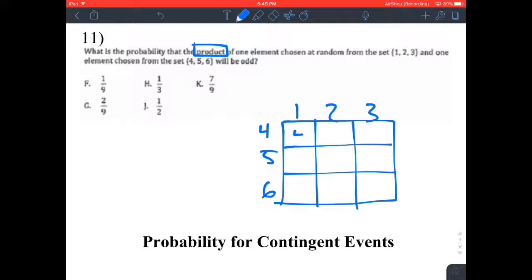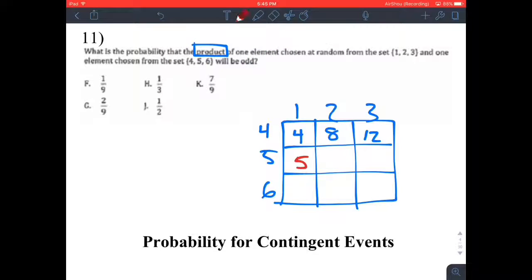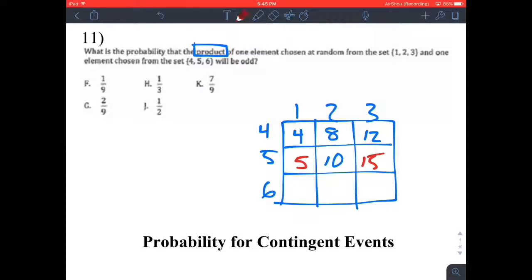4 times 1 is 4, 4 times 2 is 8, 4 times 3 is 12. 5 times 1 is 5, 5 times 2 is 10, 5 times 3 is 15. 6 times 1 is 6, 6 times 2 is 12, 6 times 3 is 18. So to find the probability that we get an odd product, we need the favorable outcomes. How many of these products are odd? Well, it looks like there's only 2.